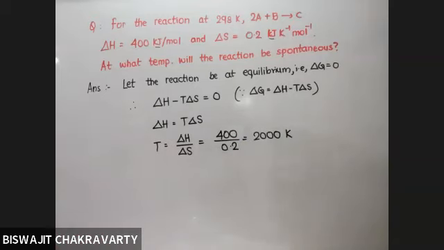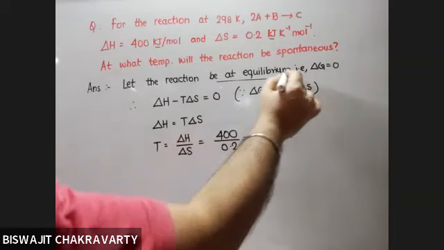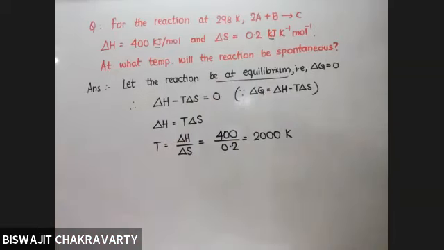Sir, why delta G 0? We have assumed the reaction to be at equilibrium. At equilibrium, delta G is 0 or not? Yes, sir. For spontaneous reaction, delta G is what? Negative. For non-spontaneous, it is positive. And for equilibrium, what is it? Is it not 0? So we have assumed let the reaction be at equilibrium, for which delta G will be 0. Clear or not?